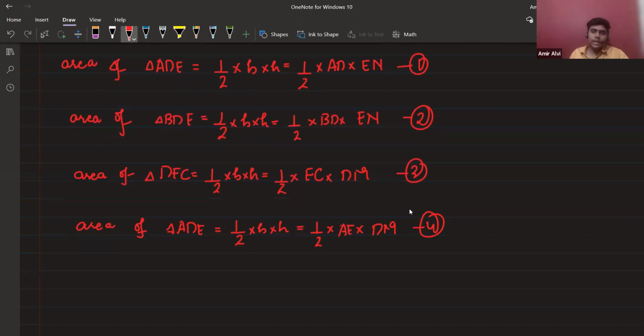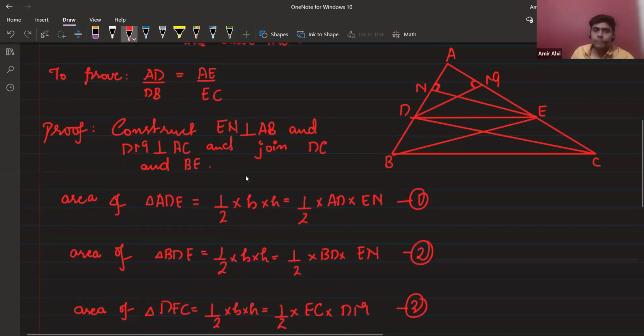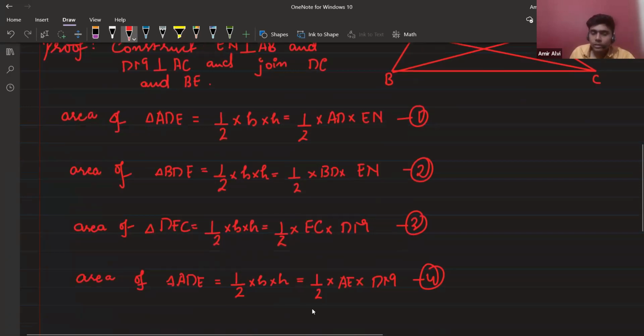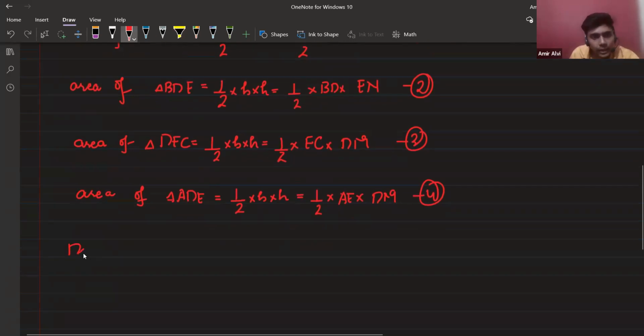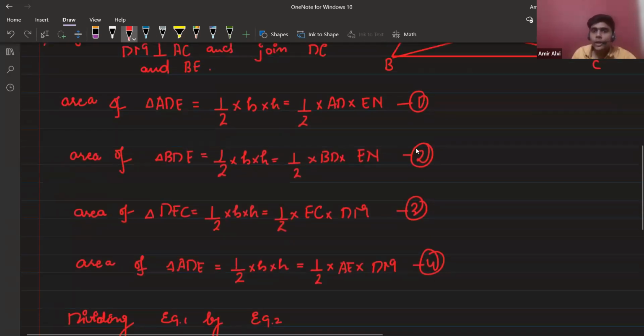Clear, Adil? Now see that thing, Adil. We need AD upon DB, or BD, you can say. So I'm dividing equation 1 by 2 first, because I can see that EN will cancel out, so AD by BD will be left.